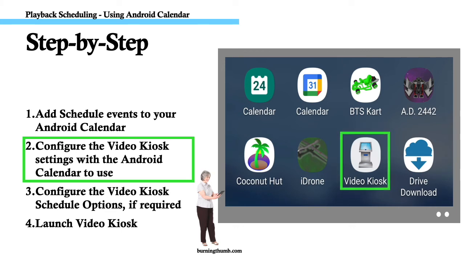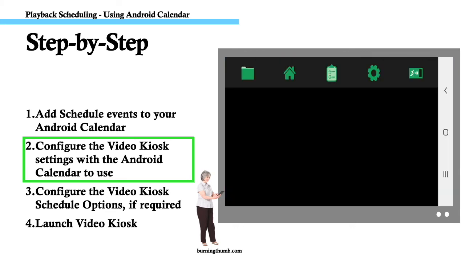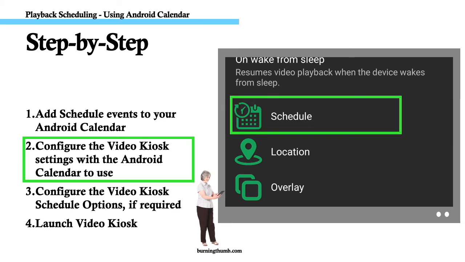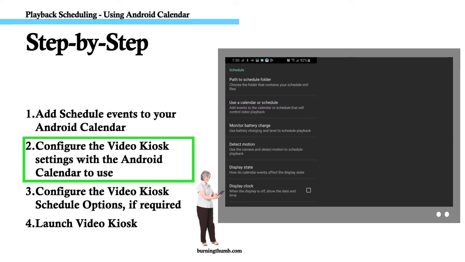Step 2. Configure Video Kiosk with the location of the schedule. Go to the Video Kiosk Settings, the Schedule, and Use a Calendar or Schedule, and select the Android calendar as the schedule location.